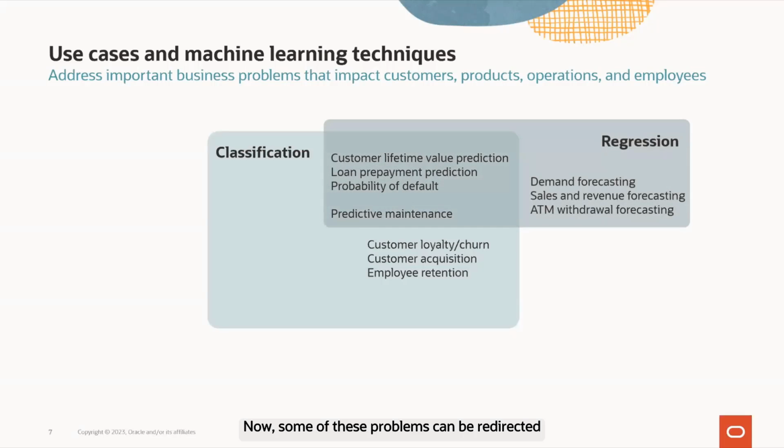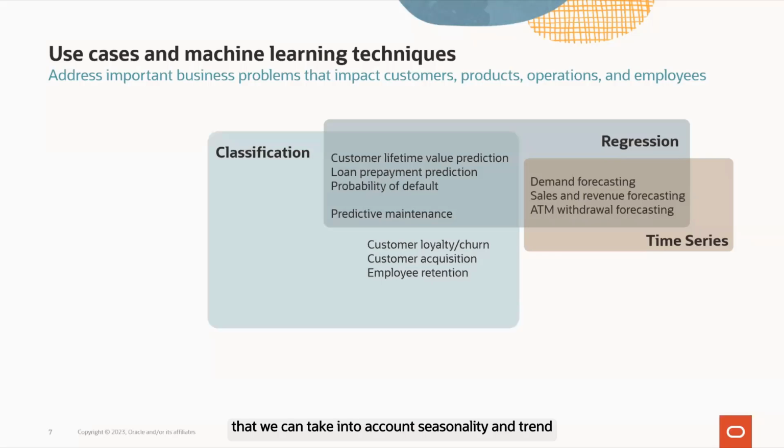Now, some of these problems can be redirected as regression problems. So instead of predicting a category for lifetime value, perhaps we want to predict an actual numeric value. What is the dollar amount of the value of this customer to the organization? Regression can also be applied to forecasting, where we want to understand demand, perhaps sales and revenue, even how much money people are going to withdraw from an ATM. But if we have a time dimension to the data set, maybe it becomes a time series problem, where we can take into account seasonality and trend and other aspects of the data.